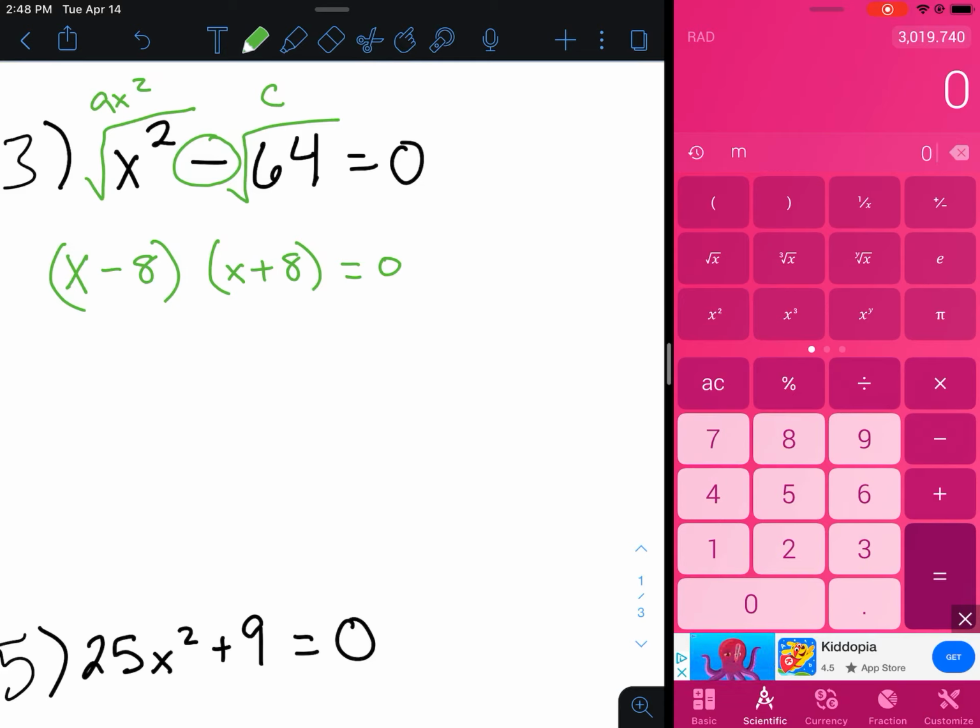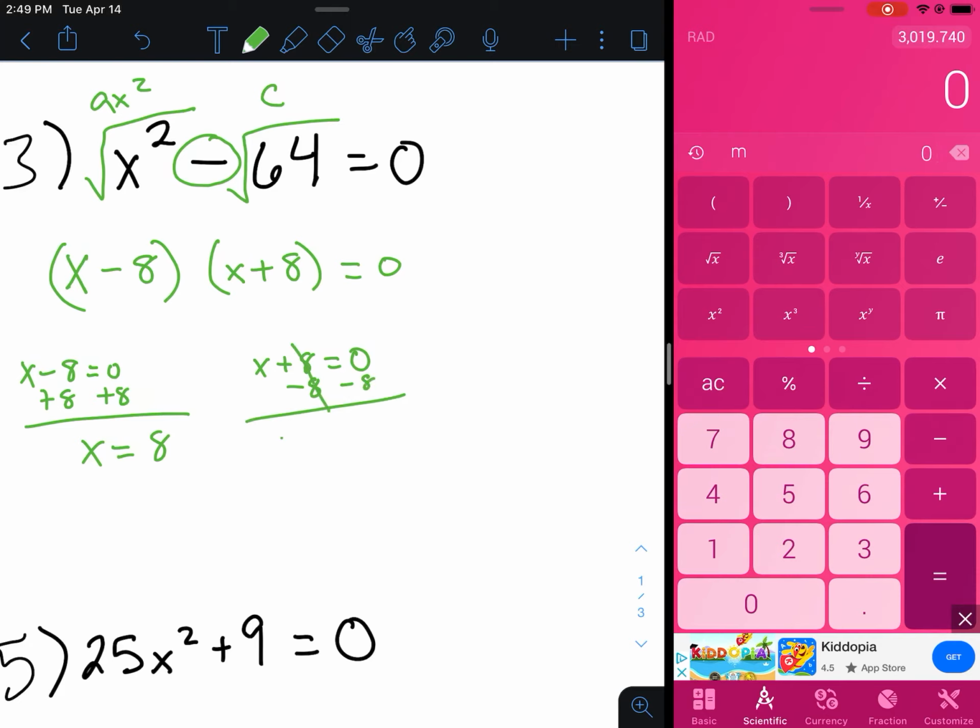Negative 8 plus positive 8 is 0. So that cancels out our middle term, but negative 8 times positive 8 is 64. And it is a negative 64 because we have a negative 8 times a positive 8. If we set both of these equal to 0, we will end up getting x equals 8 and x equals negative 8. And both of those are true solutions.